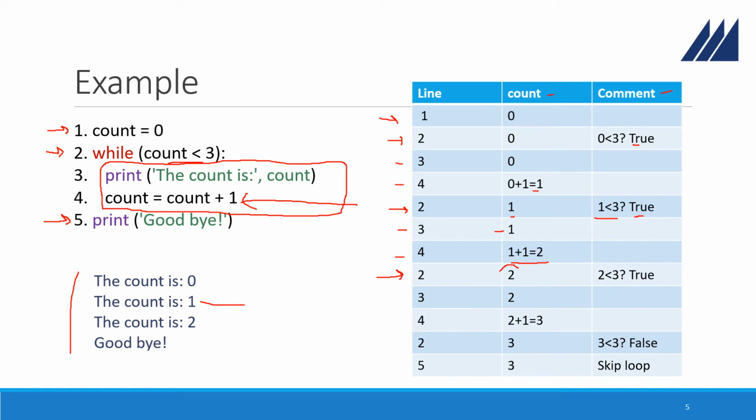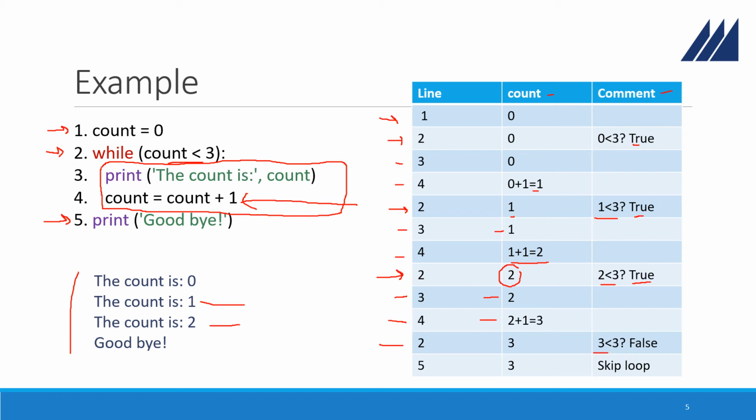Now count is equal to 2. Is 2 less than 3? Yes, it's true. I'm going to go inside the while loop, the iteration. I'm going to go to line 3. At line 3, count is equal to 2, so it's going to print this line. And then line 4 is going to increase it by 1, which is going to make it 3. Then I'm going to go back again to line number 2, which is the while loop, and test it.